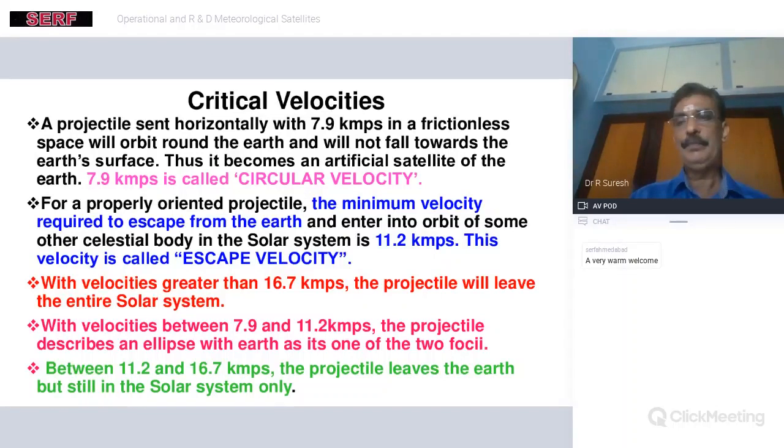In short, circular velocity is 7.9. Anything between 7.9 and 11.2, it will be projecting in an elliptical path, and it is still not leaving the solar system. The moment it is away from the Earth's surface, it is 11.2 to 16.7. It is still in the solar system. The moment it exceeds 16.7, it leaves the solar system.